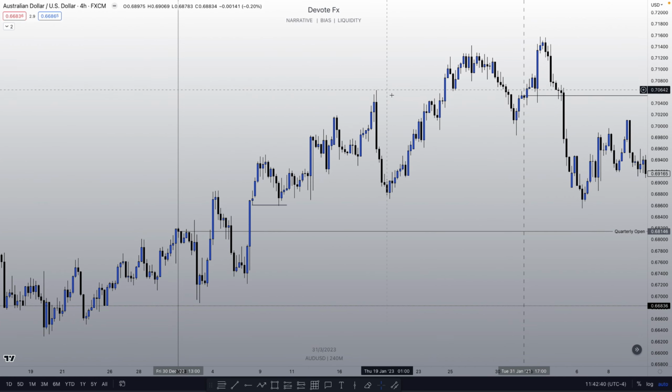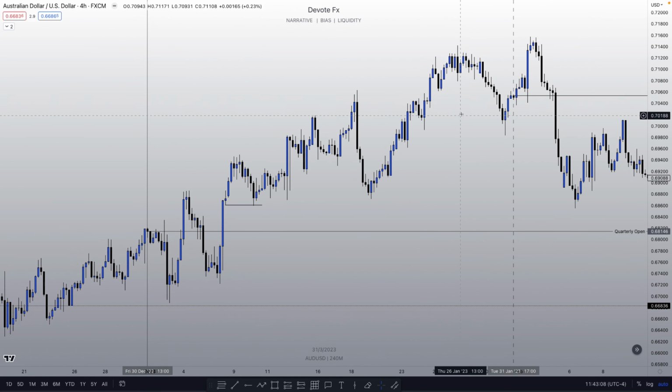Price is really range bound. Stop hunt. Continue higher. This is something that I would have missed here. This would make me want to see lower prices, this displacement. But not offered. Price grinds higher into monthly close.